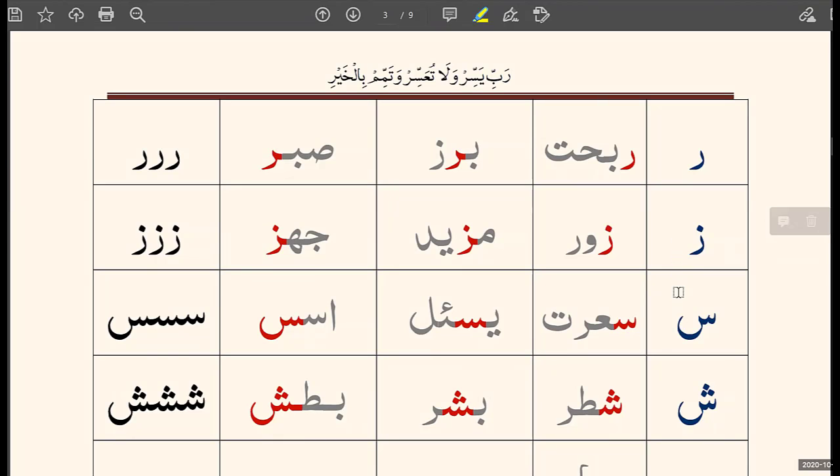Za, wow, ra. Remember when we pronounce these disjointed letters separately, each letter, our pronunciation of elongation should be soft, like za, not za. Za, za, wow, ra, mim, za, ya.